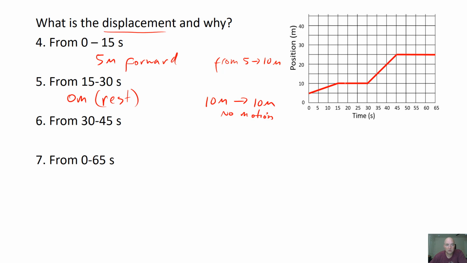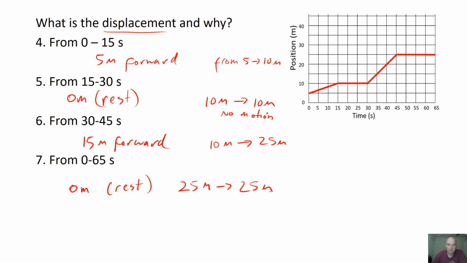Then from 30 to 45, that's 25 minus 10, so you're going to have 15 meters forward, because you went from 10 meters to 25 meters. And then from 45 to 65, you're going to be at rest, 0 meters, because you went from 25 meters to 25 meters, which means no motion.